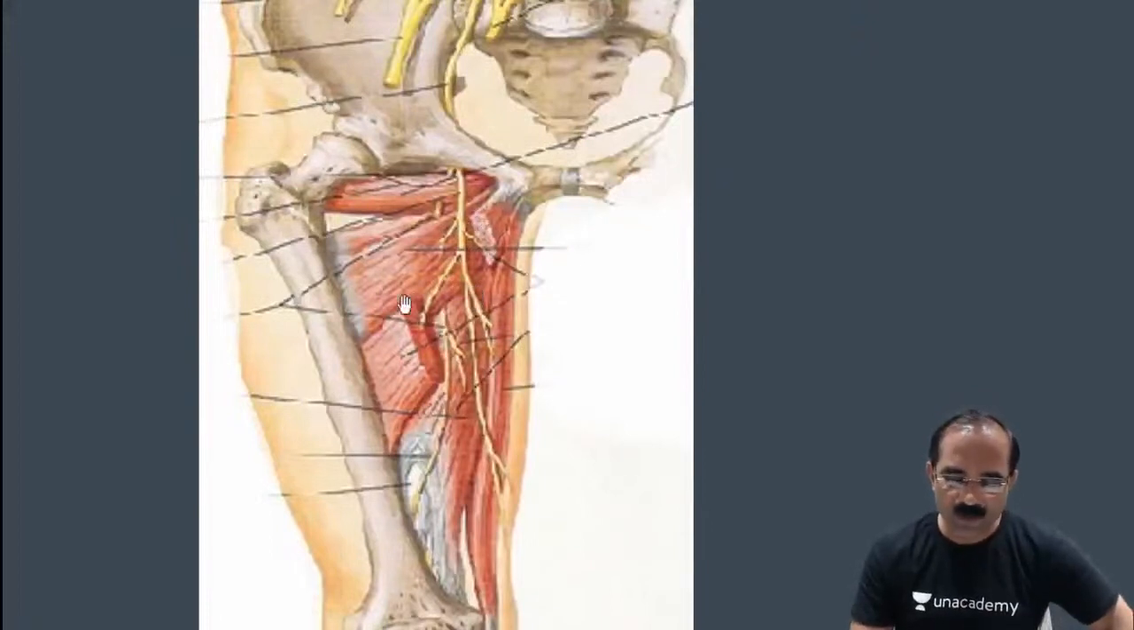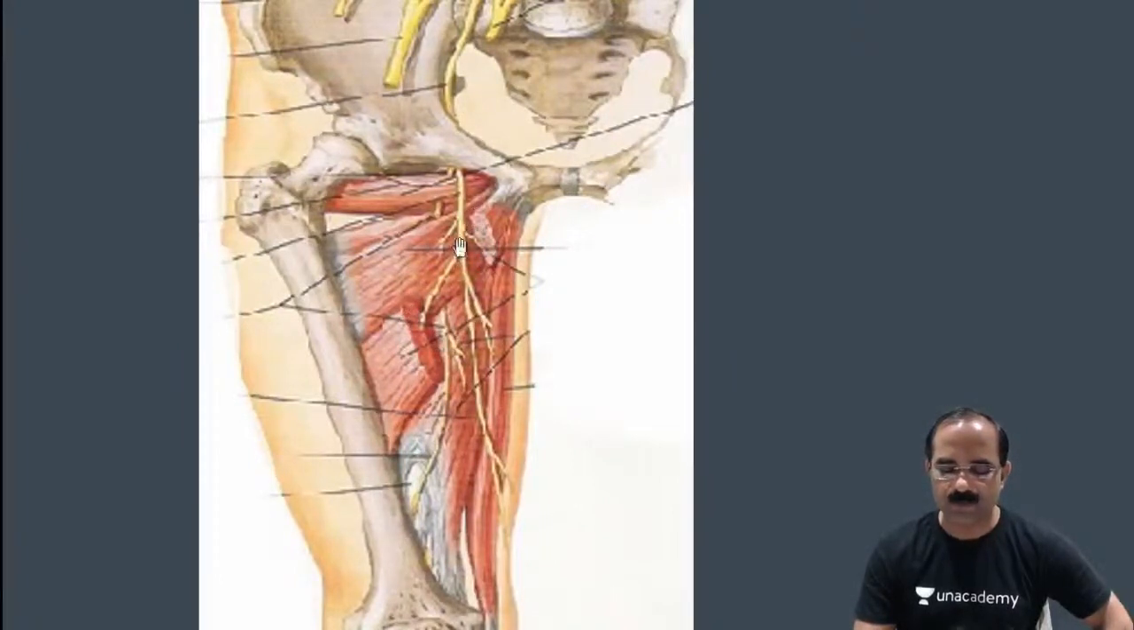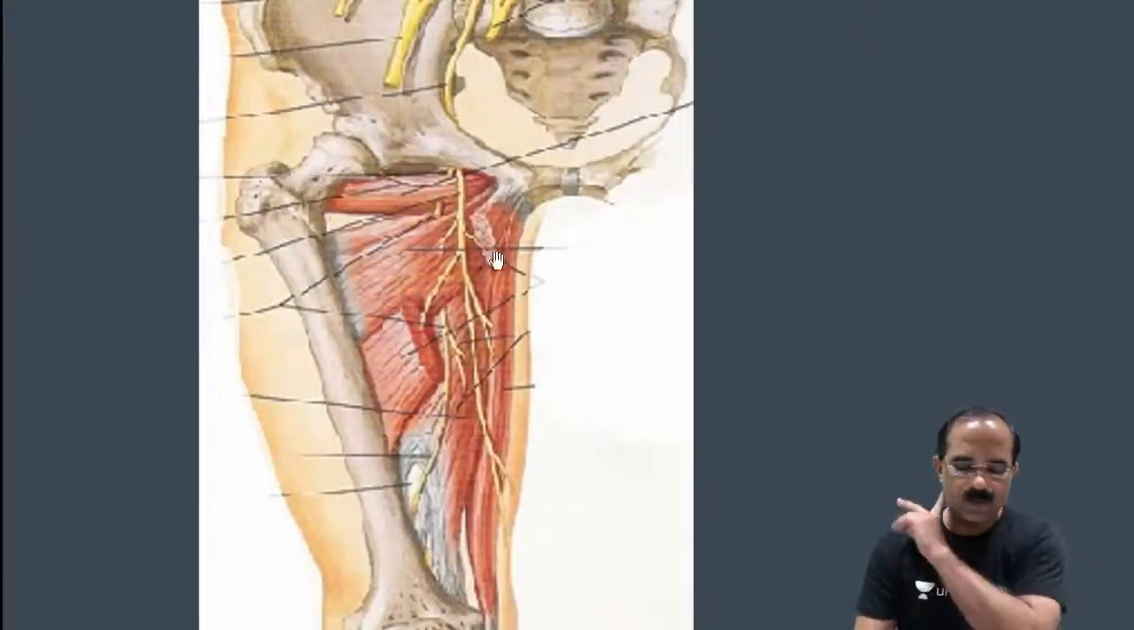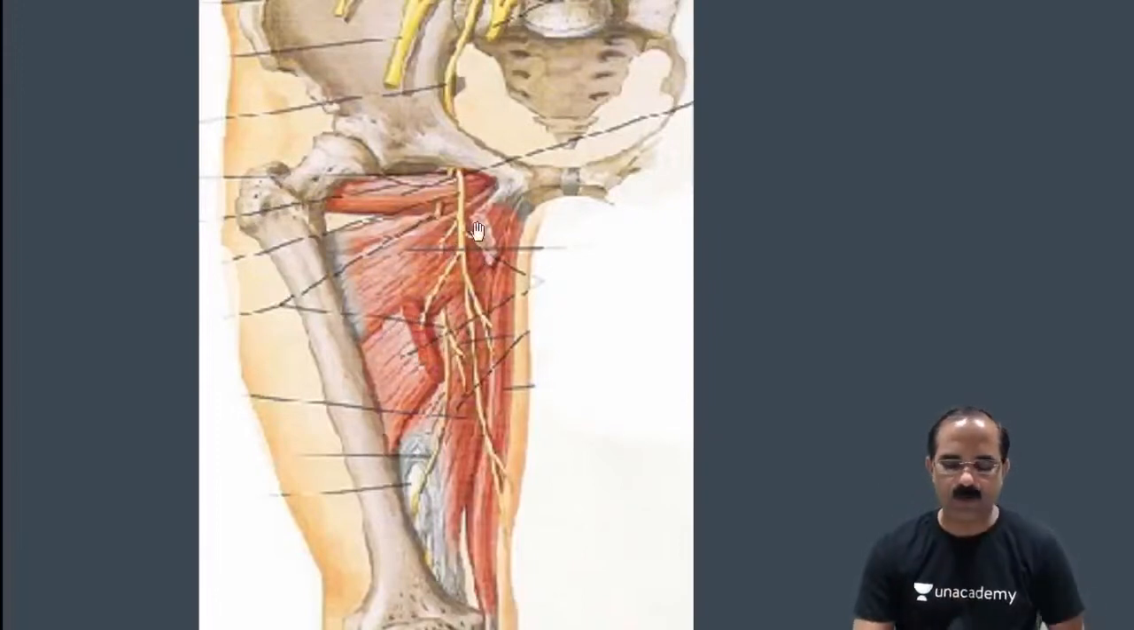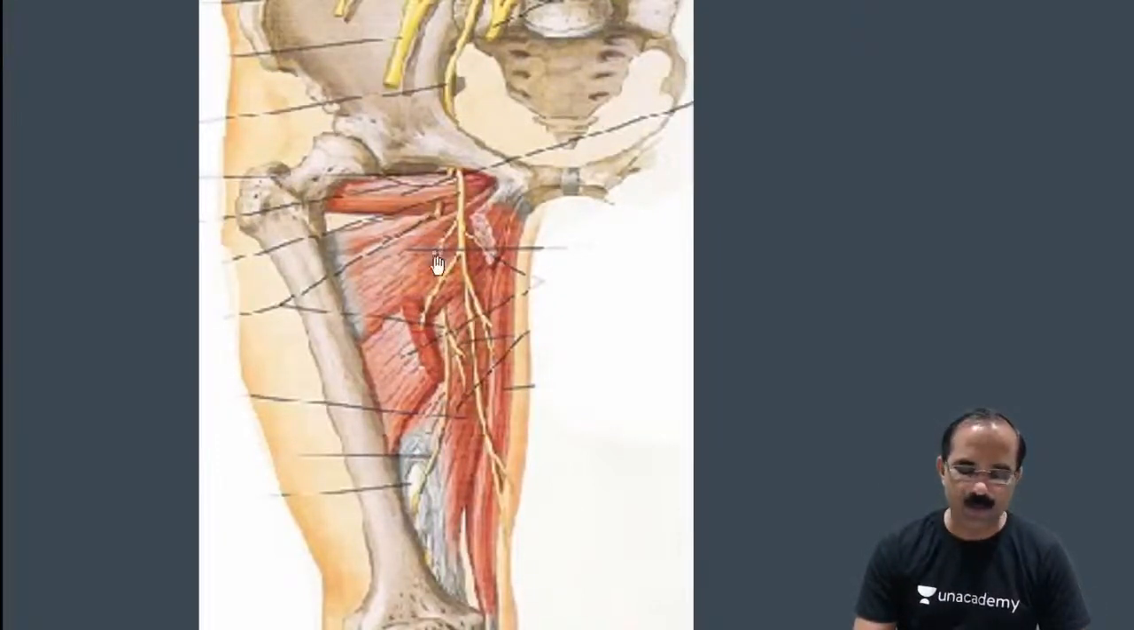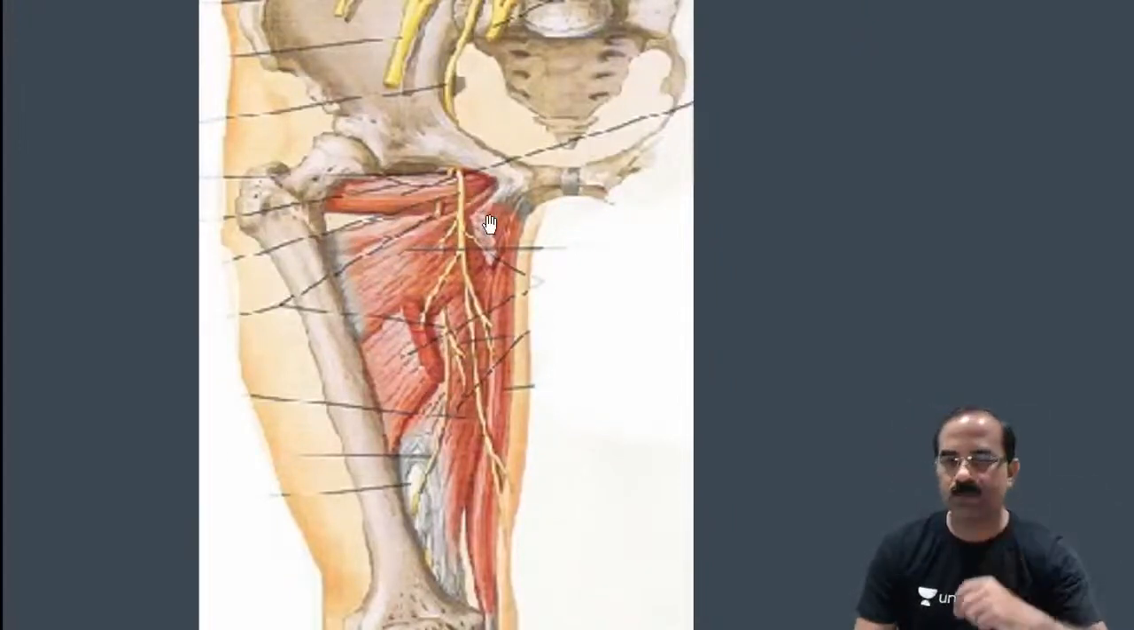If you can tell me, what is this muscle which is cut here? Come on, answer, students. What is this muscle which is cut here? This is the adductor longus. The muscle which is cut here is adductor longus. What is this muscle? Adductor brevis. So obturator nerve divides into an anterior and posterior division.